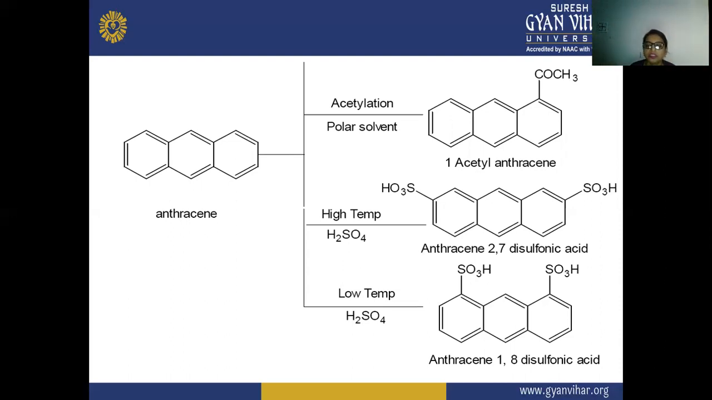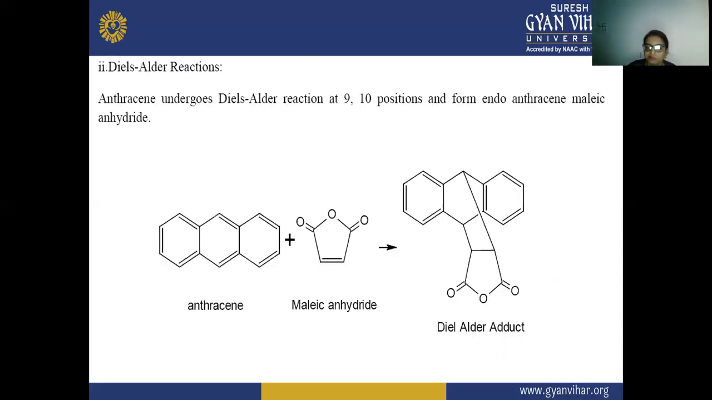So here you can see this anthracene is showing the reaction with the H2SO4 at high temperature. There is a formation of this anthracene 2,7-disulfonic acid, and at low temperature, it is showing anthracene 1,8-disulfonic acid. So at the high temperature, the anthracene is showing anthracene 2,7-disulfonic acid, and at the low temperature, it is forming anthracene 1,8-disulfonic acid.